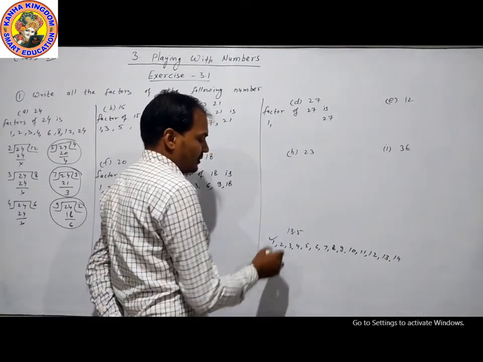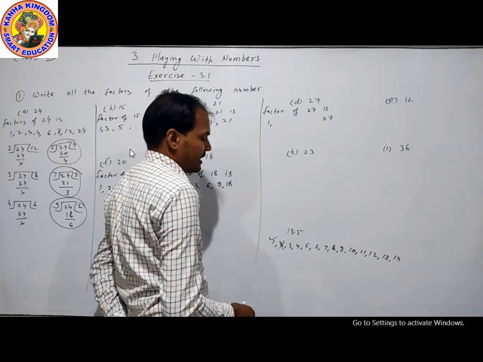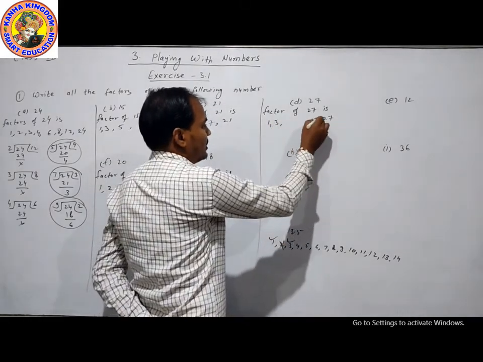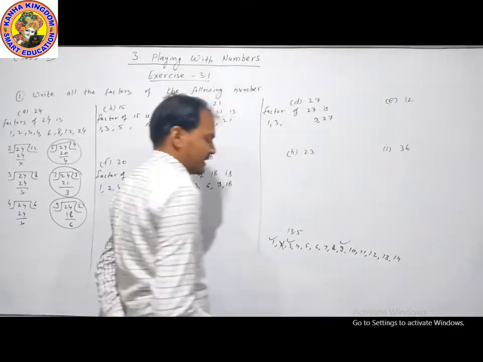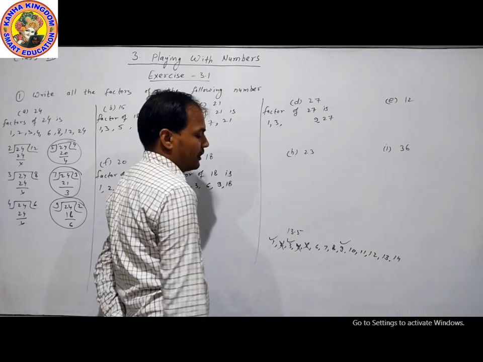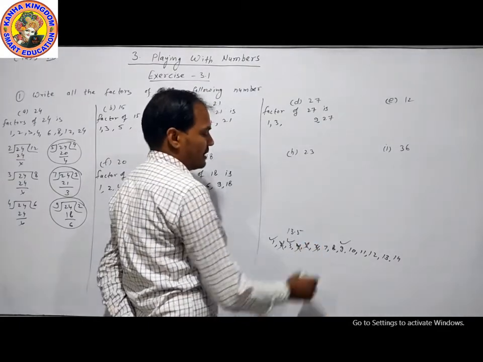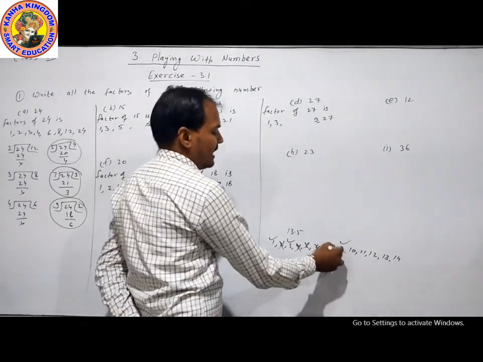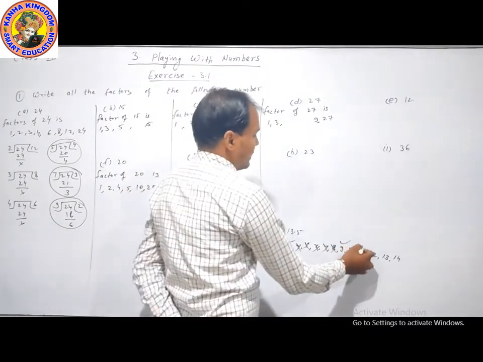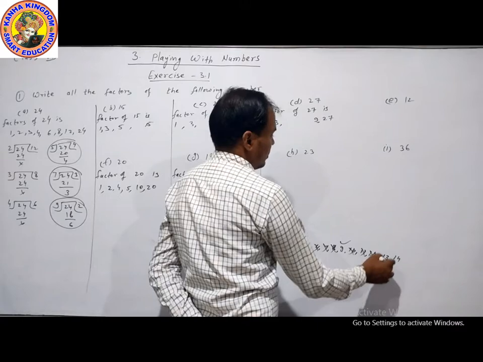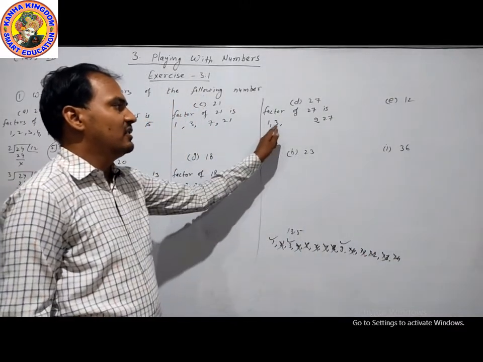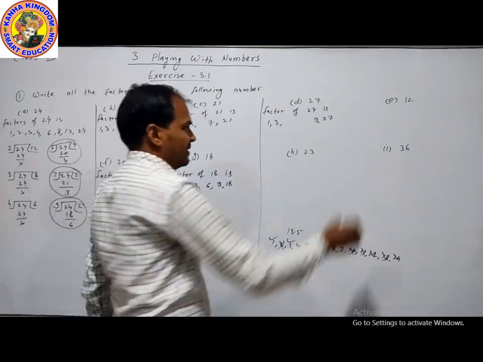1 is a factor. Now 2, we cannot divide 27. By 3, yes, 9 times. So 9 is also a factor. By dividing by 4, not possible. 5 not possible, 6 not possible, 7 not possible, 8 not possible, 10 not possible, 11 not possible, 12 not possible, 13 and 14. So the factors are 1, 3, 9 and 27.